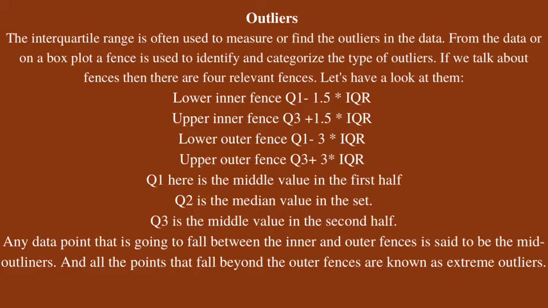Q1 here is the middle value in the first half. Q2 is the median value in the set. Q3 is the middle value in the second half. Any data point that falls between the inner and outer fences is said to be a mild outlier, and all the points that fall beyond the outer fences are known as extreme outliers.